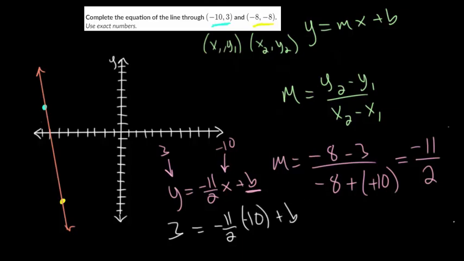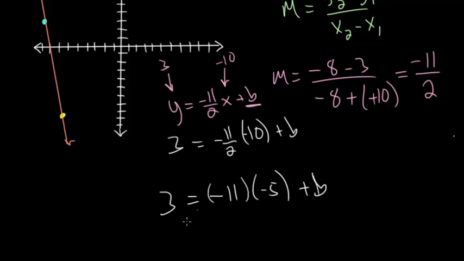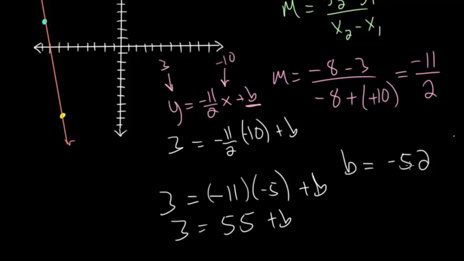Let me just make a little bit more room. So when we simplify this, we have minus 10 divided by 2, which would be minus 5. So this simplifies to minus 11 times minus 5 plus b. And when we multiply these together, we get positive 55. So 3 is 55 plus b. And then just subtracting 55 from each side, we get b is minus 52.